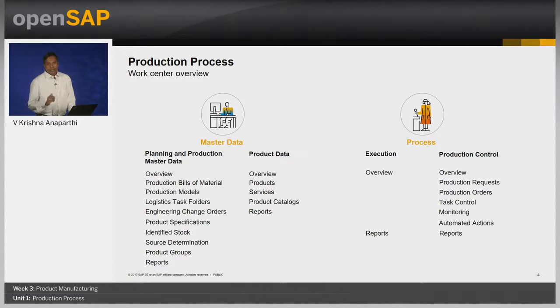Next one is product data. This is the place where user will define the product and other key elements like product categories. The next key work centers are execution and production control, which are primarily used to work on the transaction data to execute the production plans in order to build your inventory.